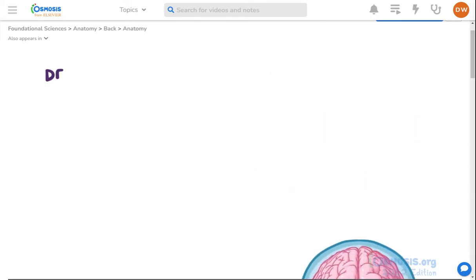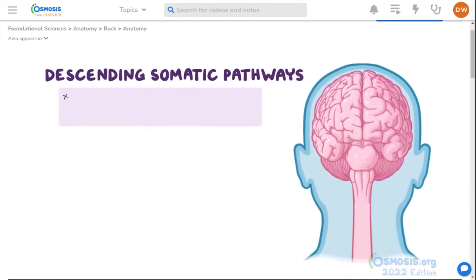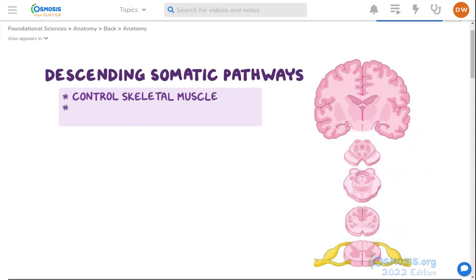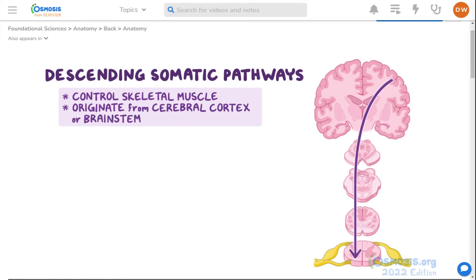Alright, now let's look at the descending somatic motor pathways which control the activity of skeletal muscles. These pathways originate from either the cerebral cortex or the brainstem and have various termination points depending on the pathway. Each pathway contains an upper motor neuron and a lower motor neuron.